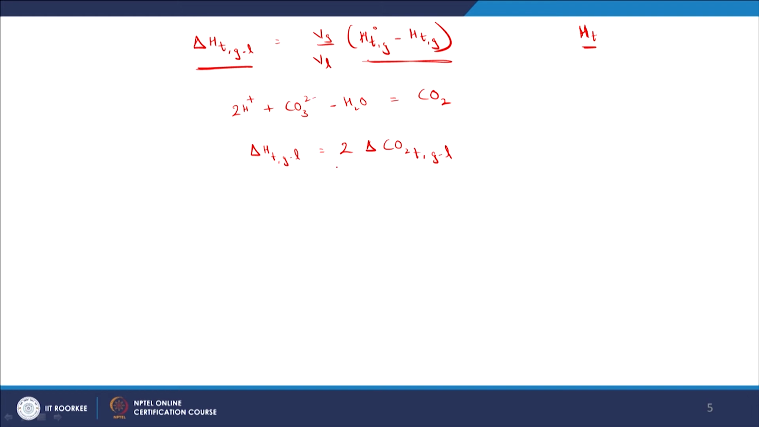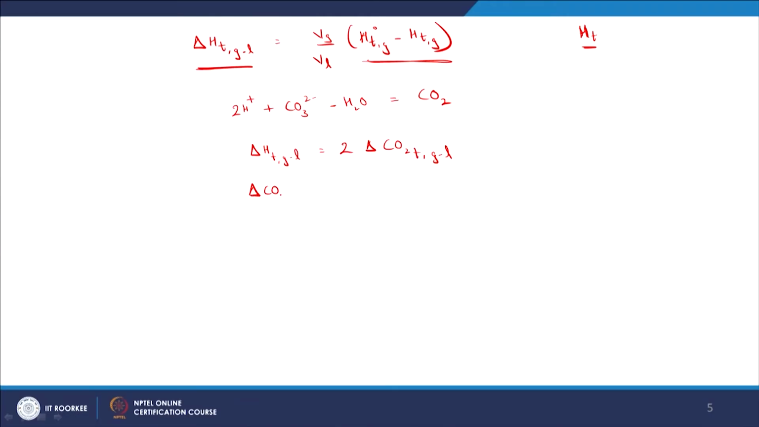So, whenever there is a change in 1 mole of, let us say, carbon dioxide, there is going to be an effect of 2 moles on H+. That is what we are talking about here, and same case here, delta CO3 total gas to liquid is going to be equal to 1 times delta CO2 total gas to liquid. So, more or less both these equations are from this particular equation here. And we are now going to take this further again, similar to what we discussed in the previous session, and let us see what we had there.